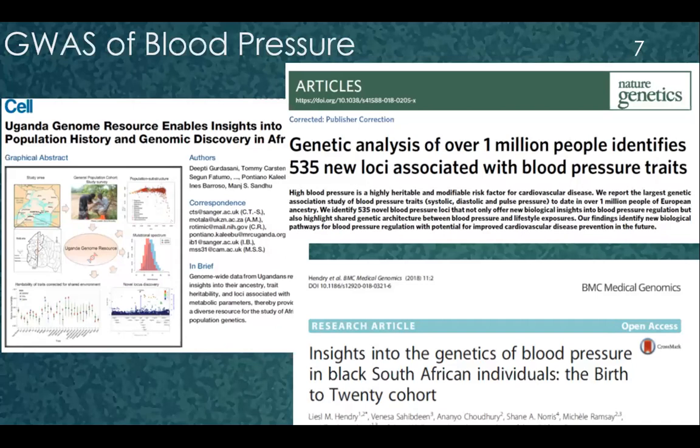Unfortunately, there are only 2 GWAS of blood pressure that have been done in continental Africa, with no genome-wide significant genetic variant identified to be associated with this trait. However, the study from South Africa highlighted 10 genetic variants of interest having a p-value of 5 times 10 raised to the power of minus 5.